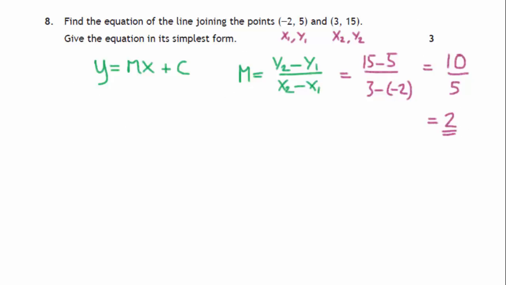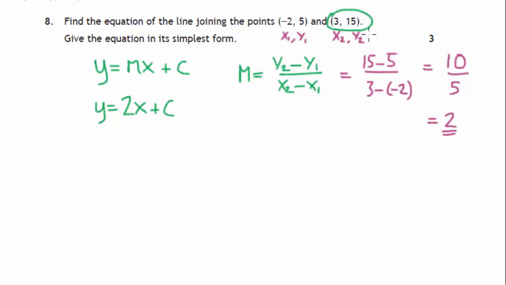So what we can now say is, well, we've got y equals 2x plus c. Now, to actually work out what c is, we can substitute a set of these coordinates into this equation as x and y coordinates. So if I look at these coordinates here, that's at x and y. So if we substitute for x and y here, we can work out what c is.